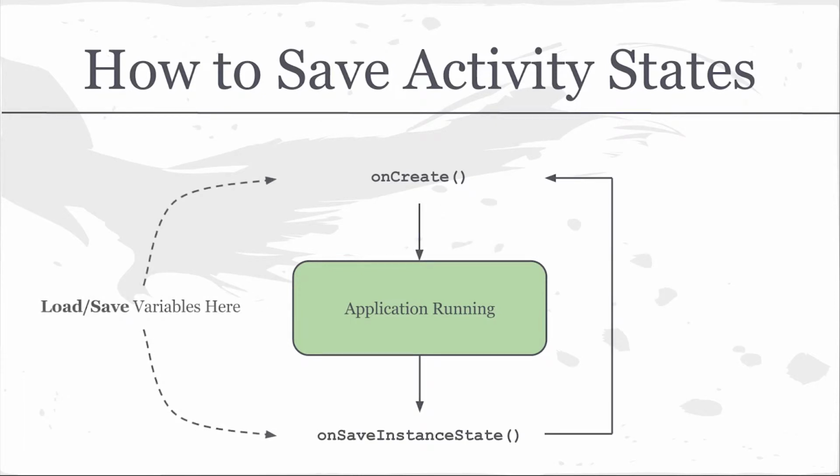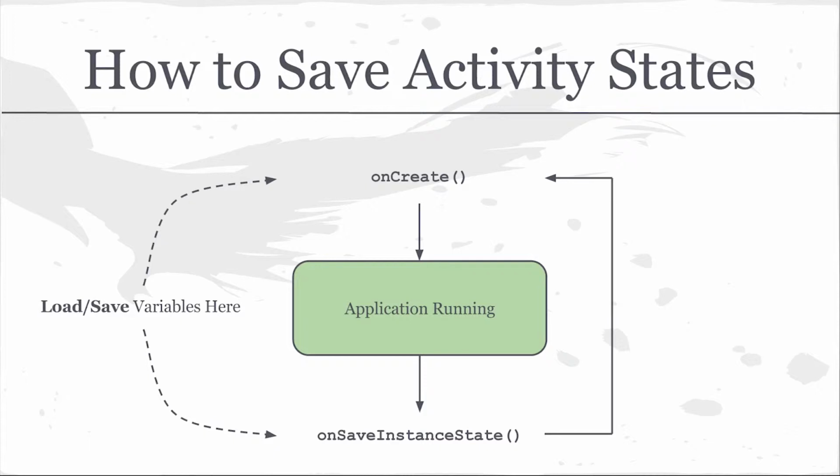At that point, we will jump through onSaveInstanceState. The resources will be saved to the SD card, and then when the user resumes the application, we'll jump through onCreate again to get back to the application running state. And these are the two callbacks that we're going to use to load and save our supplemental variables.